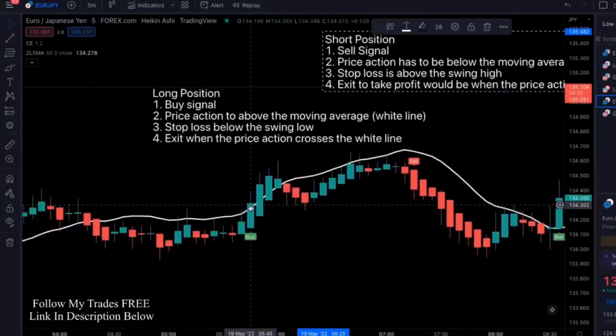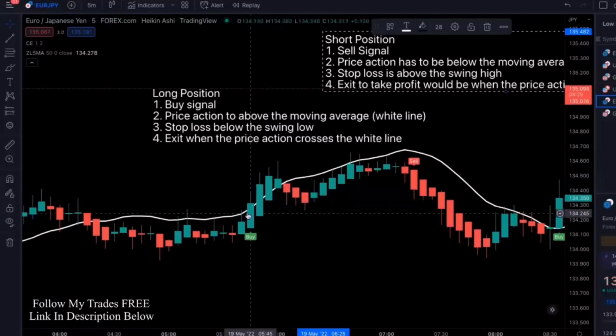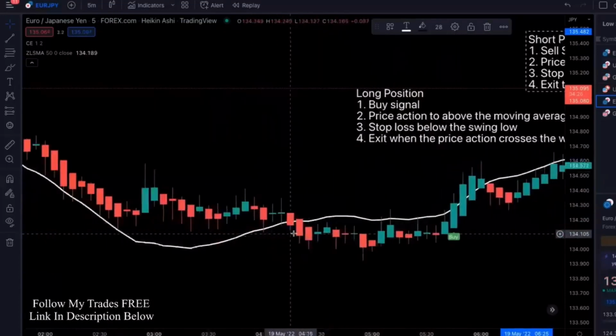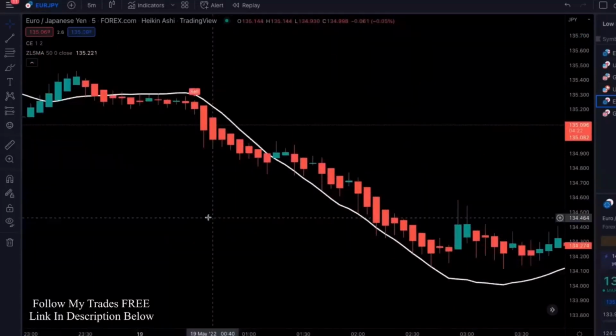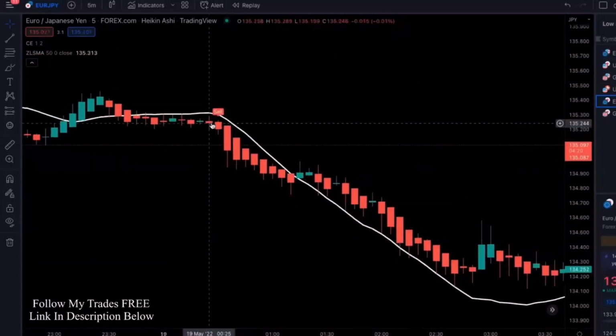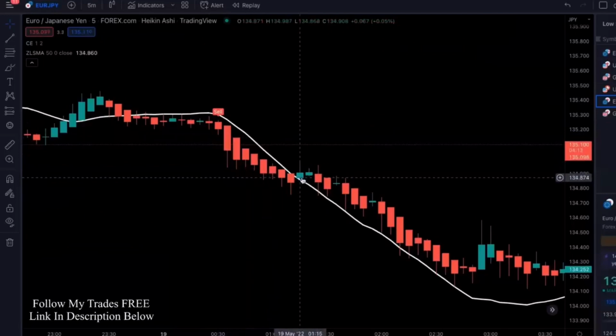This one is a little bit iffy because the price action is not completely above the white line. It still would have made a little bit of a profit, but this wouldn't have been an ideal situation for a trade. And then again, lots of consolidation. Here's another good sell signal, where price action is below the white line. You get a sell signal, take it, and exit right there when it crosses over.